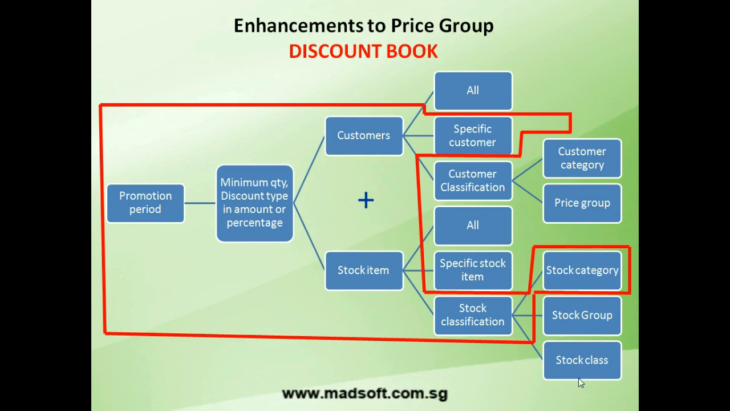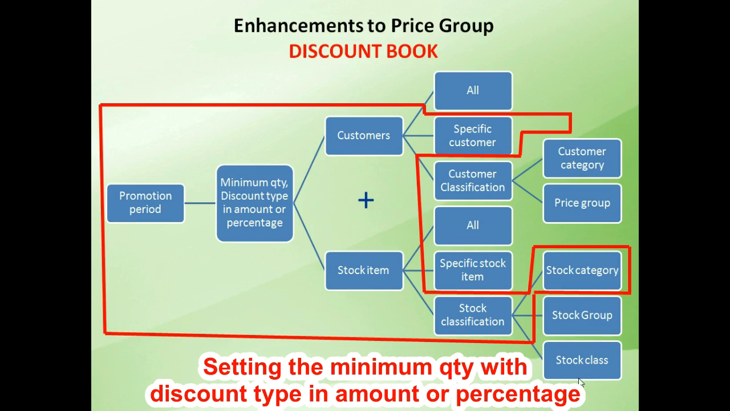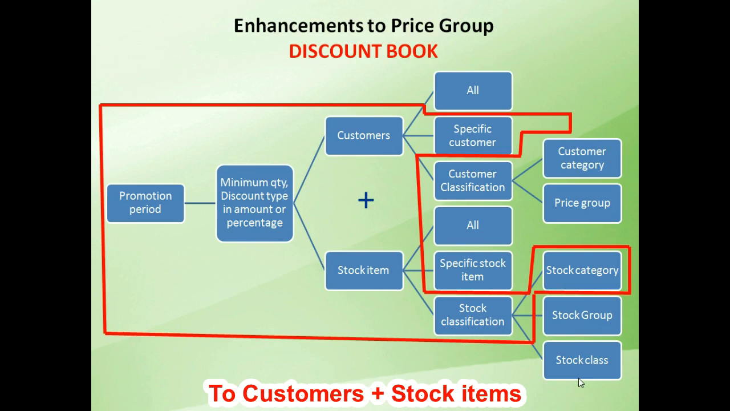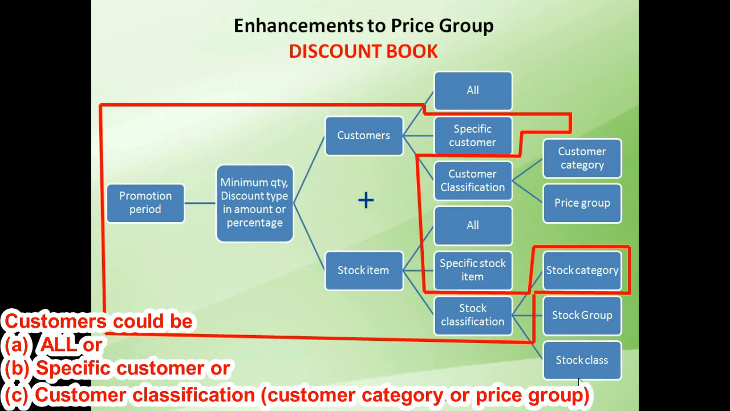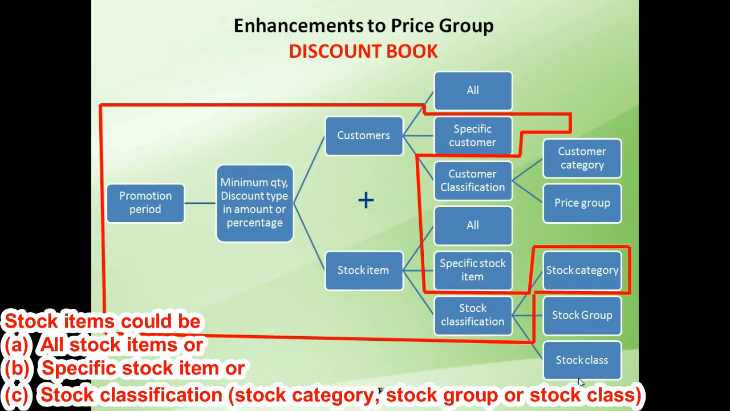The discount book feature is an enhancement to the price group feature. We are able to set a promotion period, setting the minimum quantity, the discount type in amount or percentage to customers with the stock items, and the customers could be for all customers or a particular customers, or we can go by customers classification by the customer category or by the price group settings. And the stock items can also be for all stock items, for a specific stock item, or by stock classifications by stock category, by stock group, or by the stock class.